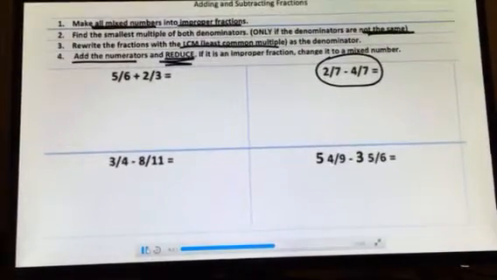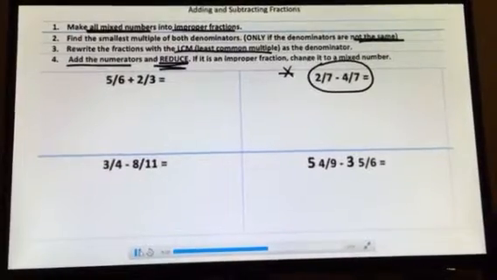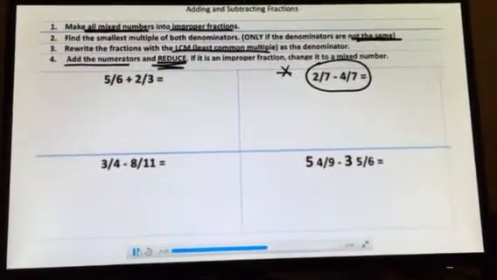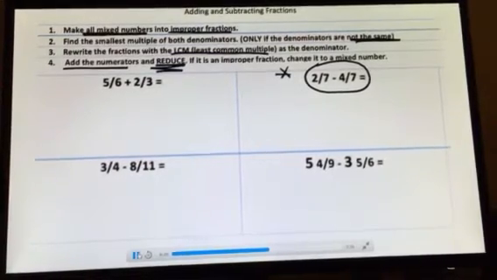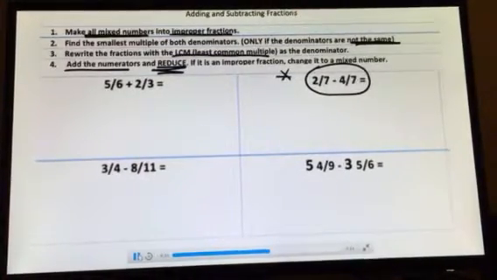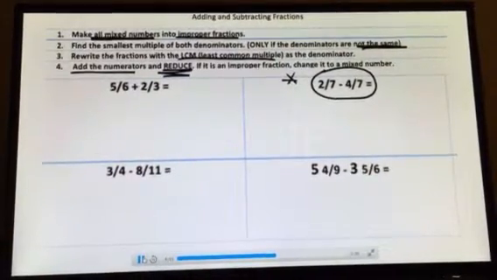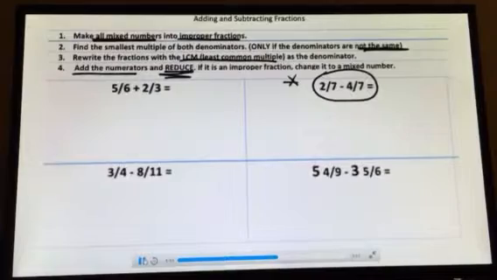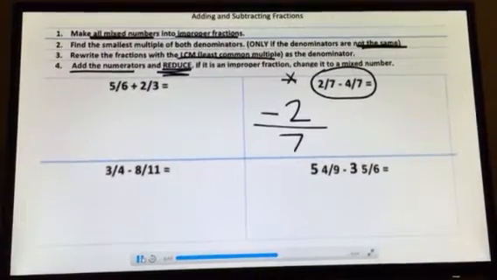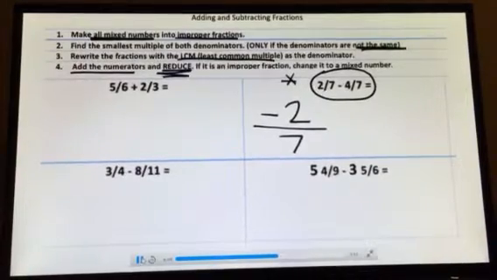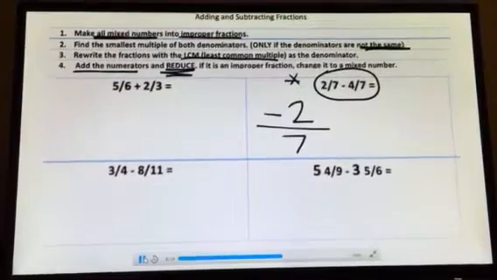So I'm going to actually skip over to this problem I circled over here because it's already set up for us. We already have the denominators that are the same, and we don't have to worry about any mixed numbers. So what you really do is you're going to add or subtract, since we are talking about subtraction. So 2 minus 4, those are our numerators, is -2. And then you keep the denominator the same, -2/7. Now, if you can reduce, you should, but you can't right here.